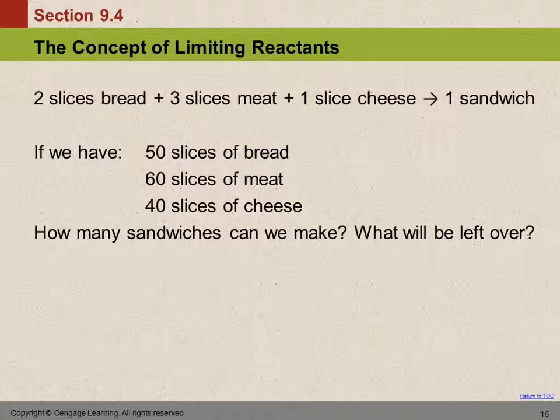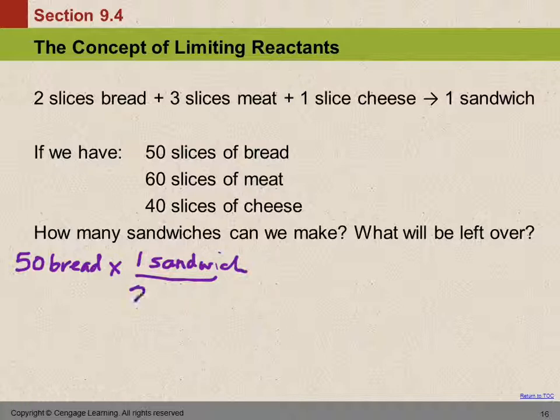Well, basically what we have to do is look at the amount of bread. How many sandwiches could we make with 50 slices of bread? So let's write that out. We can do this problem in our head because the numbers are nice. 50 slices of bread, and we're going to get 1 sandwich for every 2 slices of bread. That's what we're doing in our heads. And we say, oh, well, we could make 25 sandwiches. Let's call it sand.